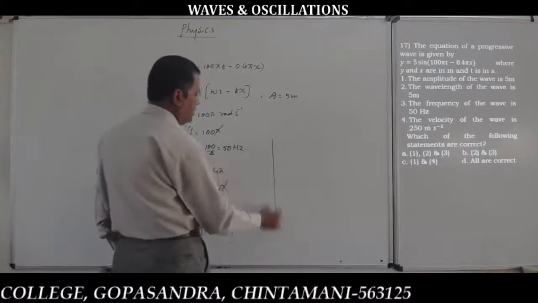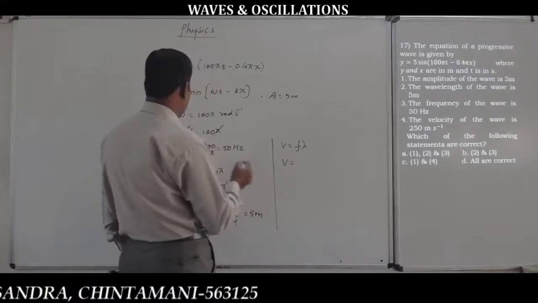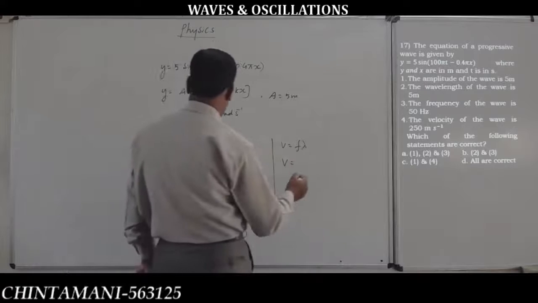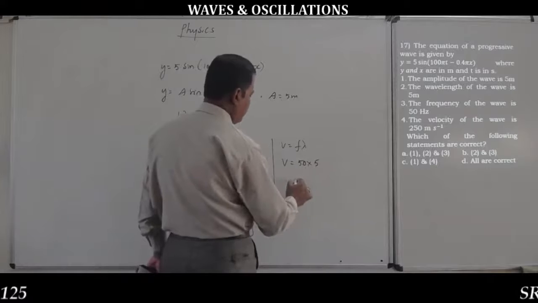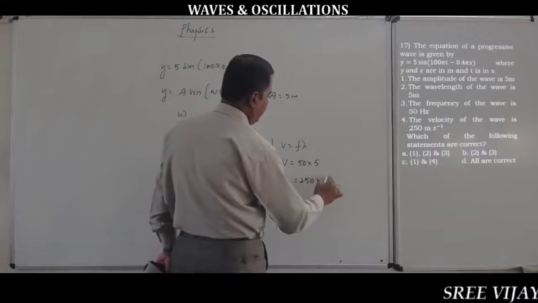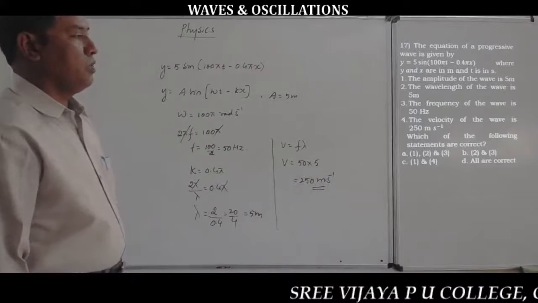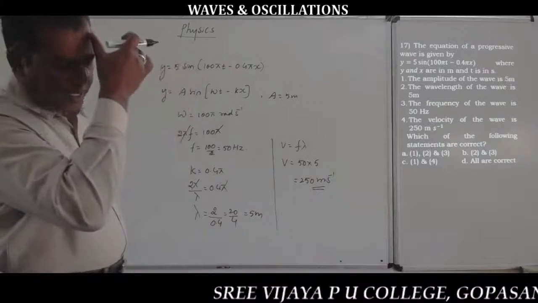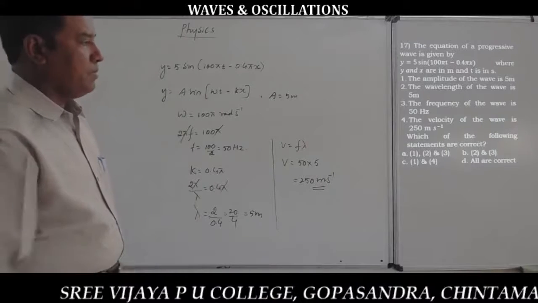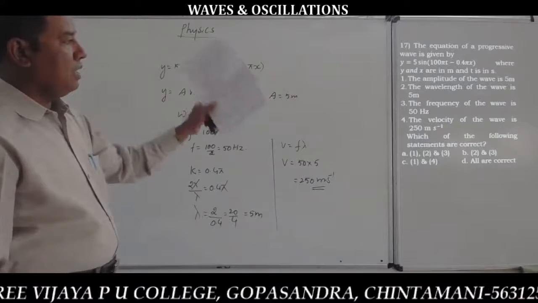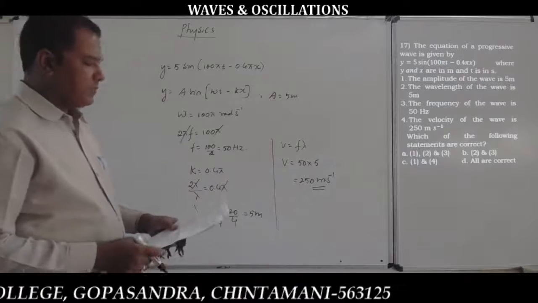And let us find the velocity. v is equal to f lambda. v is equal to frequency is 50, wavelength is 5. So therefore we get velocity as 250 meter per second. And the fourth option is the velocity of the wave is 250 meter per second. So therefore, given all the options, that is 1, 2, 3, 4 are right. So which of the following statements are correct? Since all the given statements are correct, we get the option D, that is all are correct.